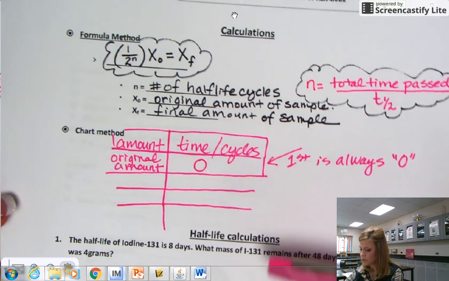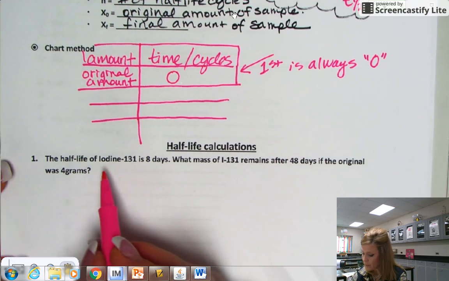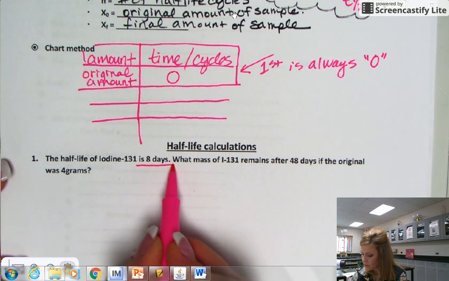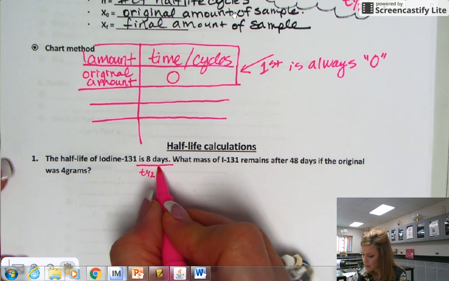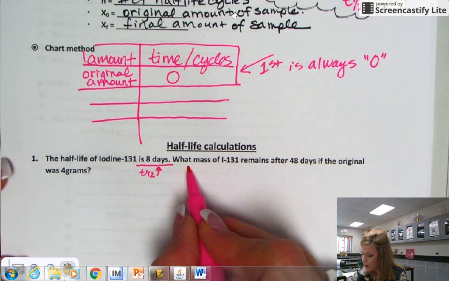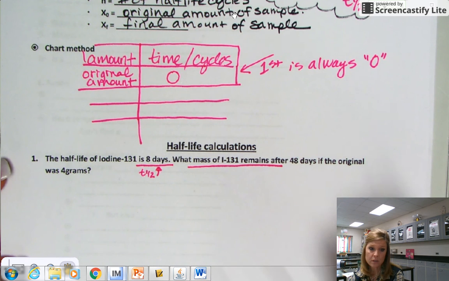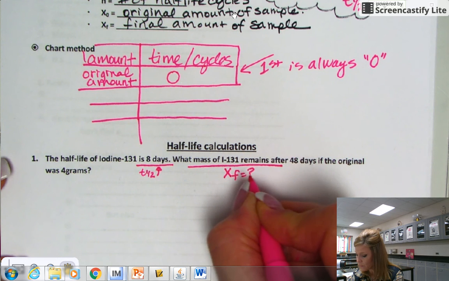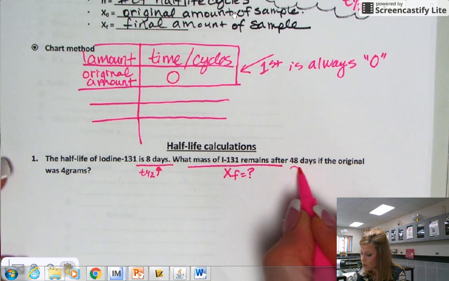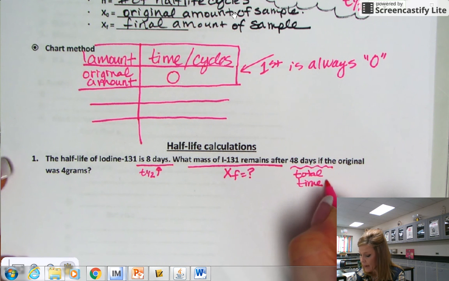All right, so let's look at the first example in your notes. This says the half-life of iodine-131 is 8 days. So this, they're telling you, is the T1/2. It says what mass of iodine-131 remains. That means how much is left in the end. So that's going to be your x sub f that you're looking for, after 48 days. So this is the total time that has passed.